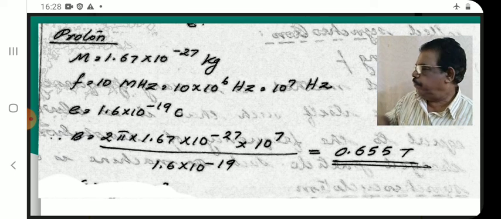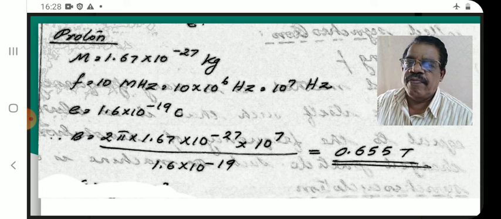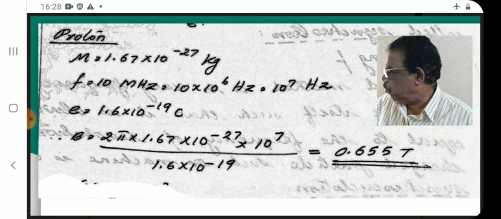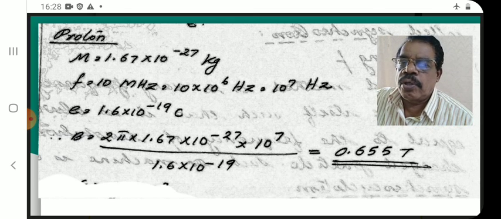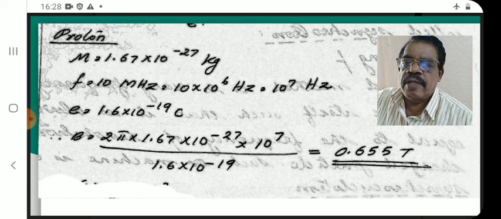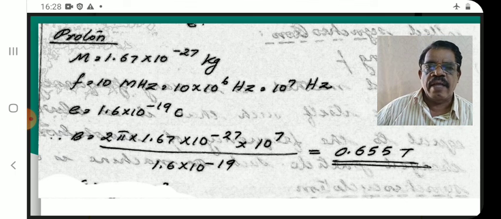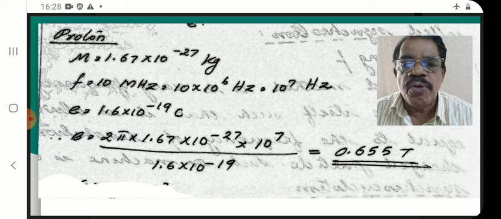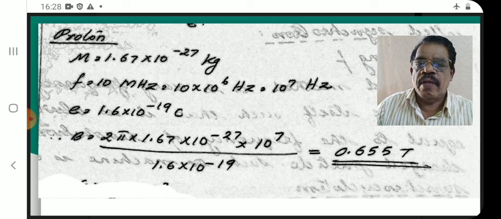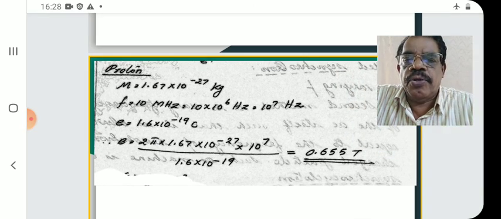Therefore B is equal to 2π × 1.67 × 10^-27 × 10^7 / 1.6 × 10^-19, and that is equal to 0.655 Tesla. That is the answer, the magnetic field applied in the cyclotron.